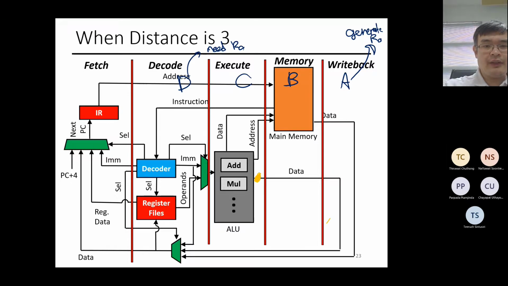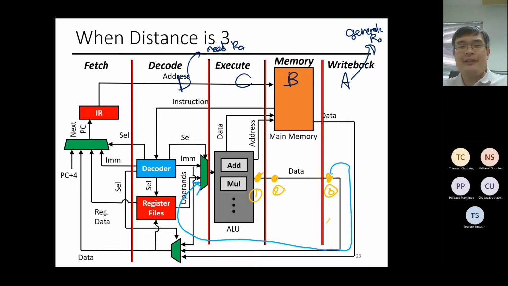You have 3 different points for my data: point 1, point 2, point 3. The correct version of R0 is now available in point number 3, so it can be forwarded from here into here. And again, it's the job of the decoder to figure out which of this wiring I have to forward in order to make sure that I have the correct signal.